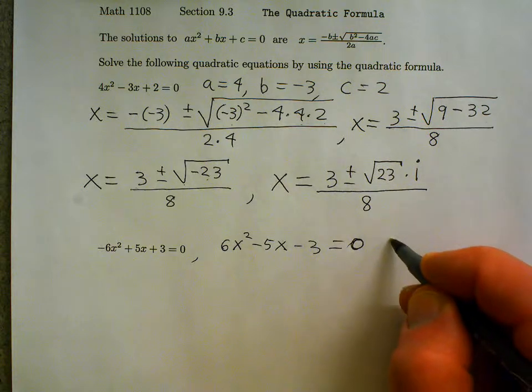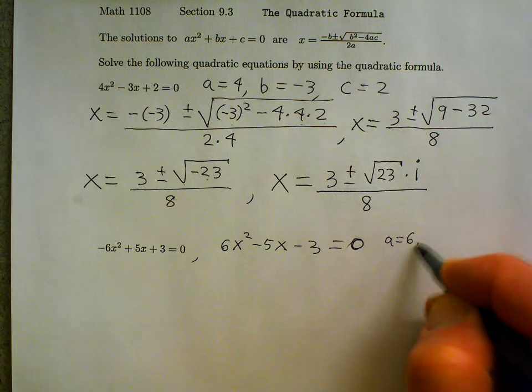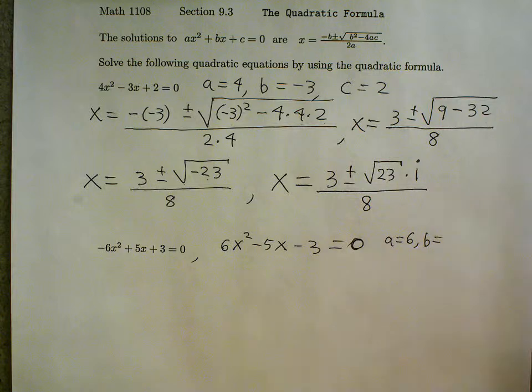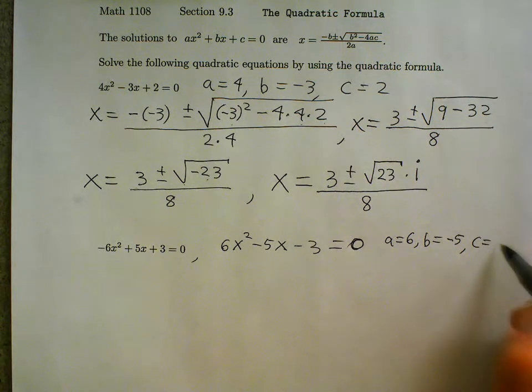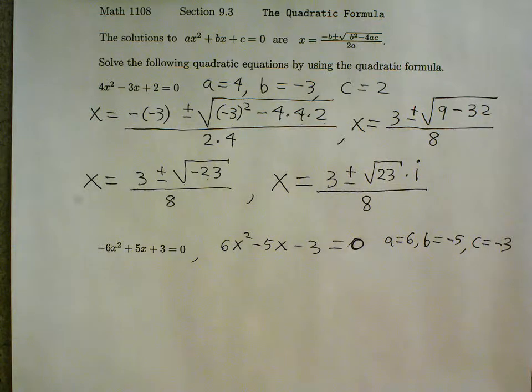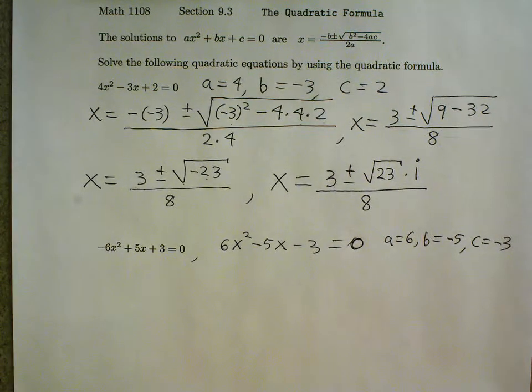So for this one, A is 6, B is -5, and C is -3. So take 30 seconds or so and find the solutions.